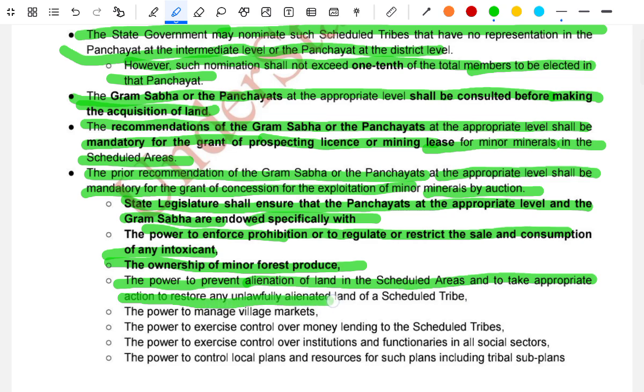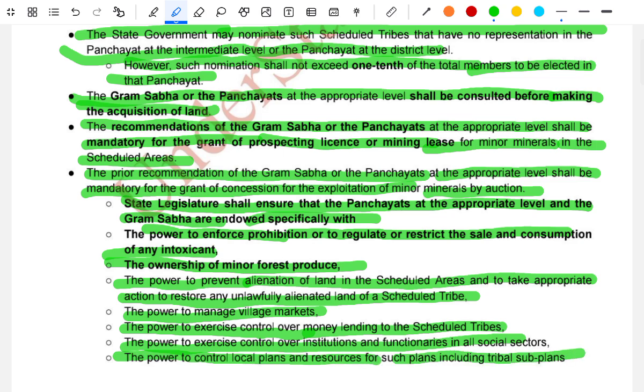the power to manage village markets, the power to exercise control over money lending to the scheduled tribes, the power to exercise control over institutions and functionaries in the social sector, the power to control local plans and resources of such plans, including tribal sub-plans.